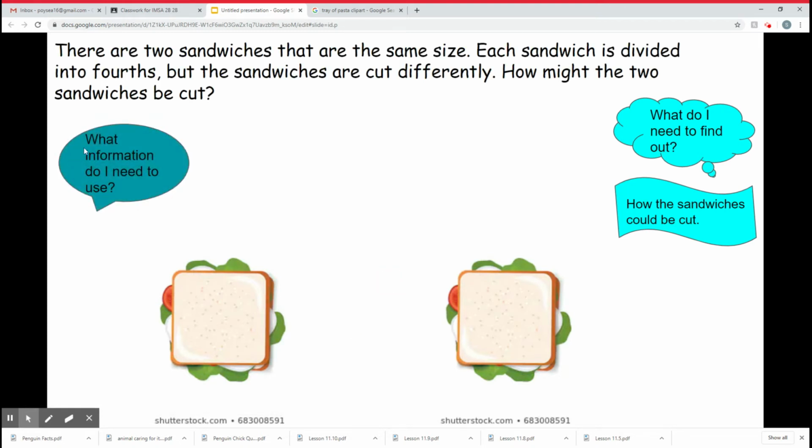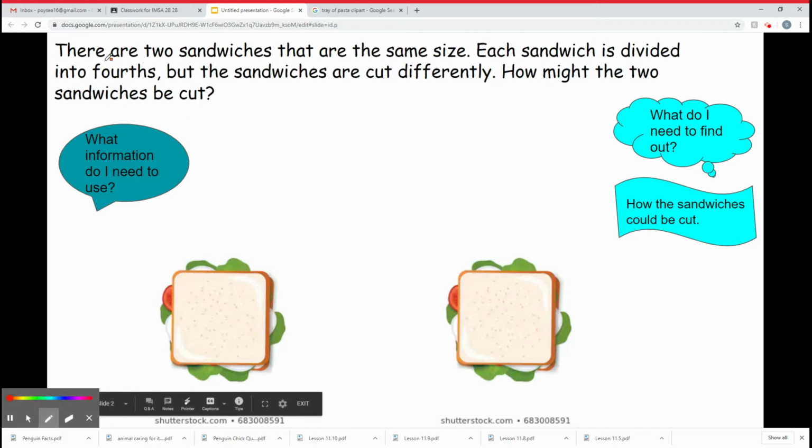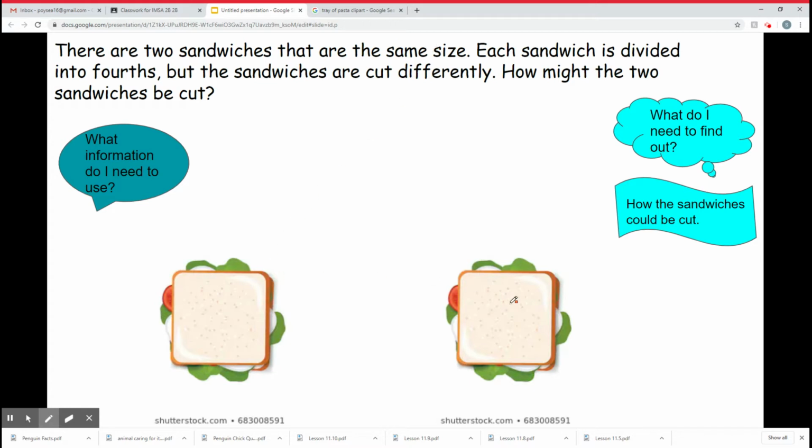How can I cut the sandwiches? And then let's think, what information do I need to use? Okay, so let's read this again. There are two sandwiches that are the same size. Yeah, there's two right here. Each sandwich is divided into fourths. The sandwiches need to be cut into fourths. But the sandwiches are cut differently. We need to cut them differently. So let's go ahead and divide them into fourths.